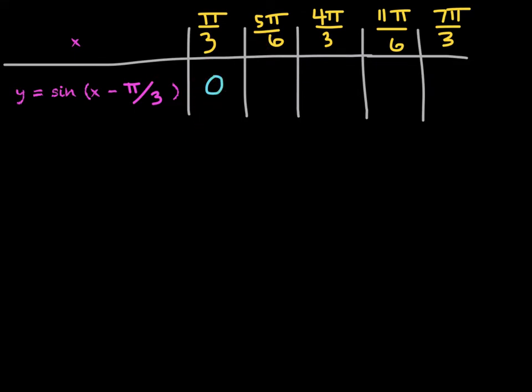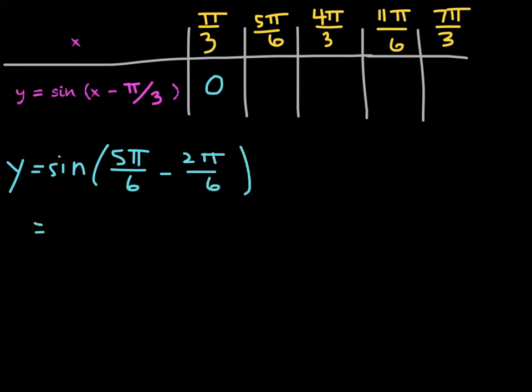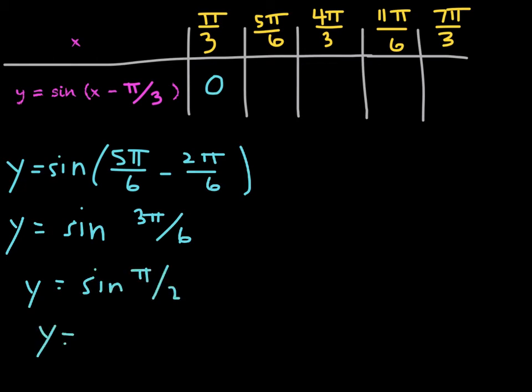Next is 5 pi over 6. Please allow me to show you this. So this is y equals sine of 5 pi over 6 minus, now watch this, pi over 3. But I'm going to convert pi over 3 to 2 pi over 6 so that I have common denominators, so I can do this arithmetic. So this turns out to be sine of 3 pi over 6, which is just pi over 2 when you simplify. So then y is 1.